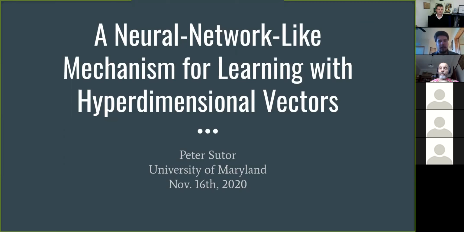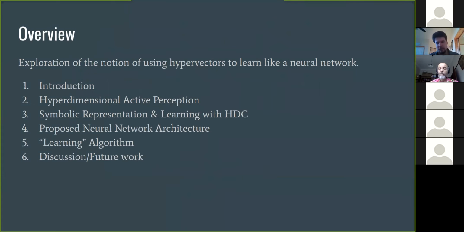So I'm going to talk about this idea of doing something like a neural network with hyperdimensional computing. And hopefully this is going to be a good starting point for a lot of people to start thinking about things like this and how they could be useful. So the structure of this talk is going to be as follows. I'm going to first introduce a few things, and then I'm going to talk about two papers that have been published prior. The first one is hyperdimensional active perception, which was my first attempt at using hyperdimensional computing for a practical task. And I'm going to hopefully show through that somehow what I did in that paper sort of substituted what a single layer neural network would do.